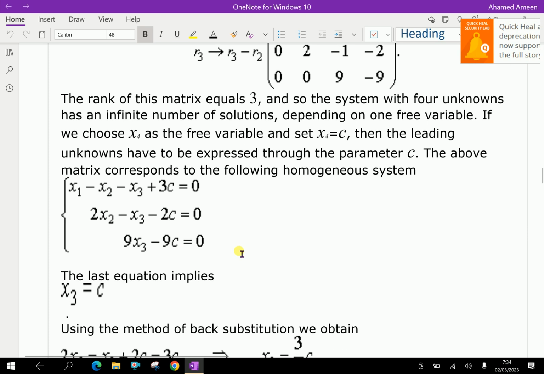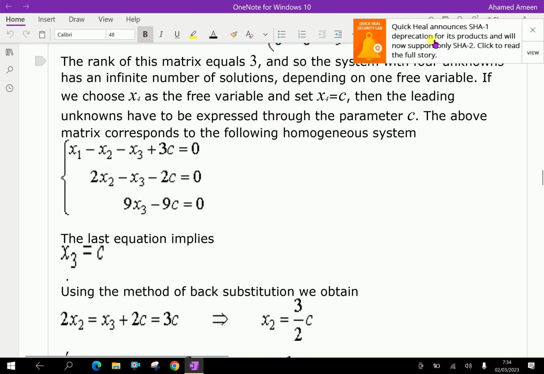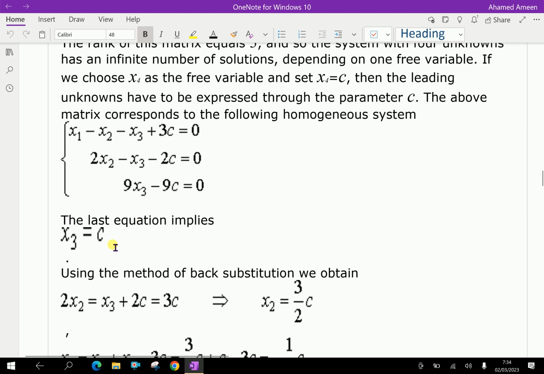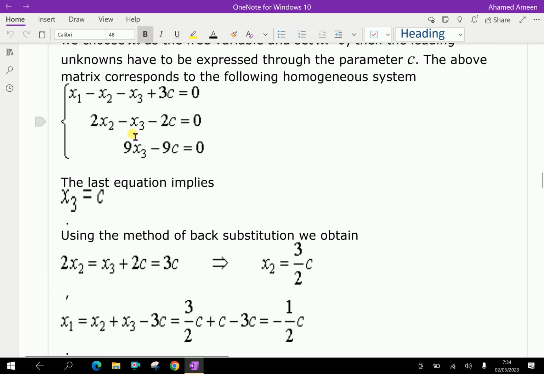From this, the last equation gives 9x3 equal to 9c, therefore x3 equal to c. By the method of back substitution, using x3 equal to c, we obtain 2x2 equal to x3 plus 2c, therefore x2 equal to x3 plus 2c, which is 3c, because x3 is already c, so c plus 2c is 3c, therefore x2 equal to 3 by 2 c.